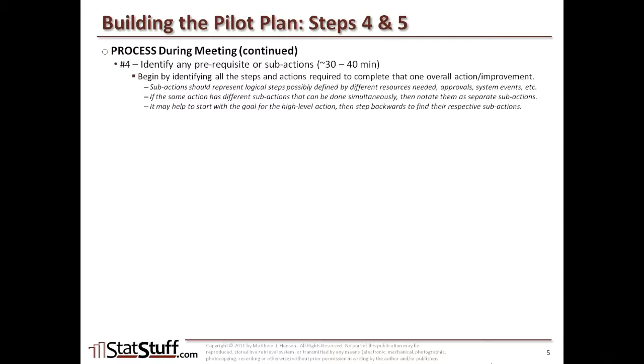What are those necessary steps that would have occurred right before the goal, and then keep going backwards to help the team think through the logical steps necessary in order to complete the overall action. So if a sub-action is dependent on another sub-action, then you might want to add the first action's number as a prerequisite to the second one.